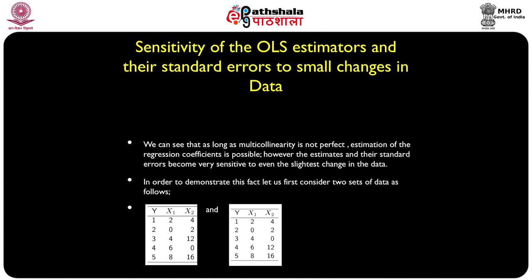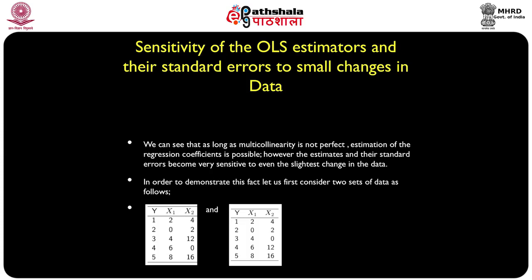Now let us look at the final practical consequence of presence of multicollinearity in a dataset. The sensitivity of ordinary least square estimators and their standard errors to small changes in data can be seen through illustration using the next couple of datasets as examples. We can see that as long as multicollinearity is not perfect, estimation of the regression coefficient is possible. Hence, it does not indicate the presence of multicollinearity unless we look deeper.